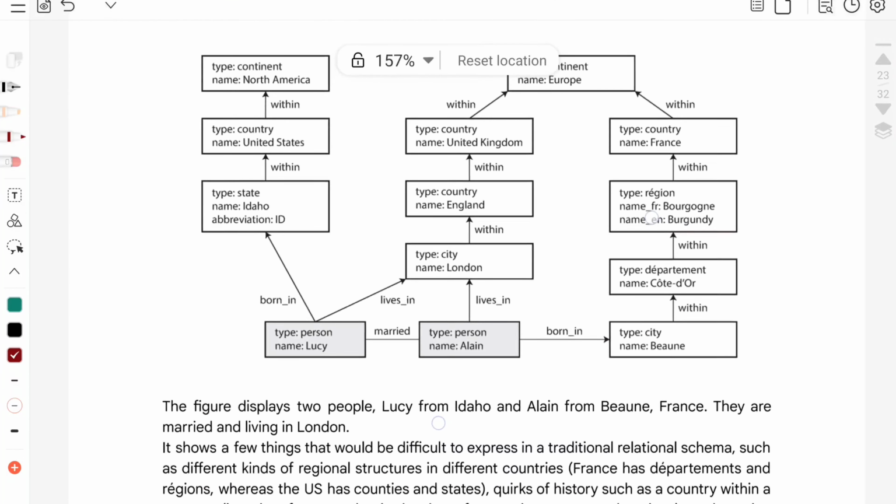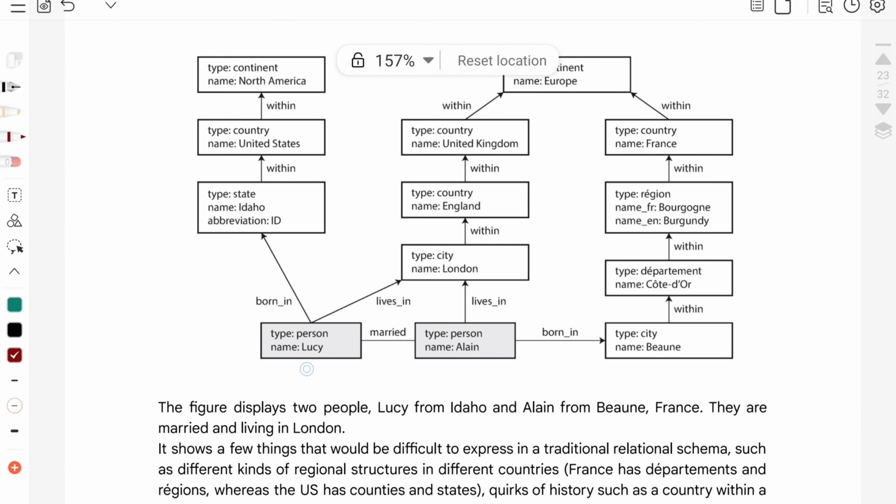Now, this figure displays two people, Lucy from Idaho and Elaine from Beyond France. Now they're married and they live in London. So Lucy also lives in London and Elaine also lives in London.